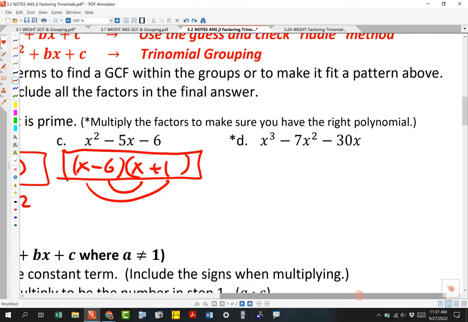Okay, Megan, what do you think about D? It's got an asterisk by it. I don't know. I appreciate the honesty. What's weird about this, Megan?